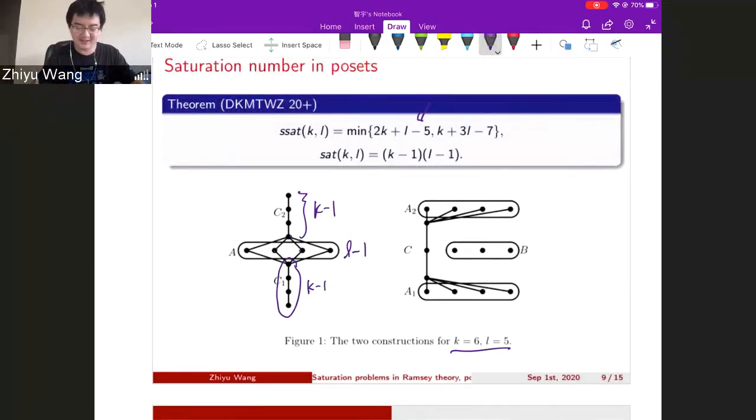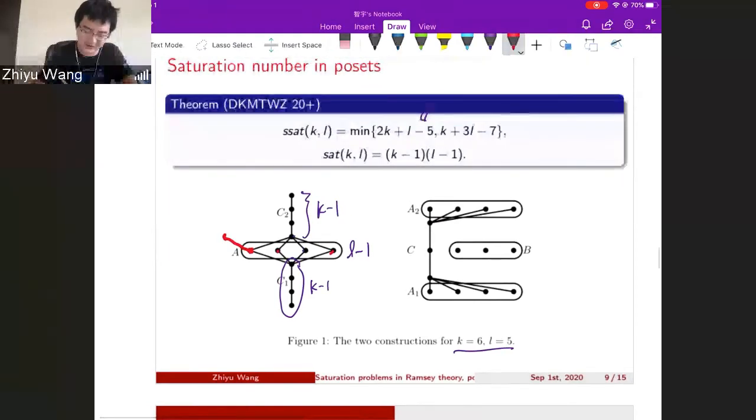And then it's easy to see that this is KL saturated, because if I add any element here, if it's incomparable with all of the elements in A, then we have an anti-chain of size L. Otherwise, without loss of generality, it has to be higher than some elements in here. But then you can see that you can go down to form a chain of size K.